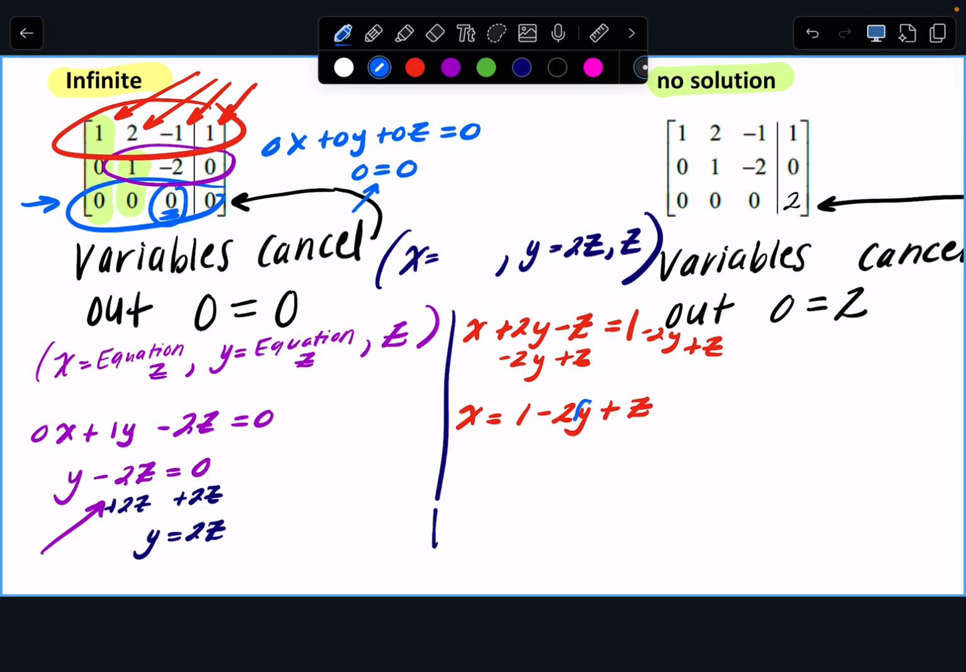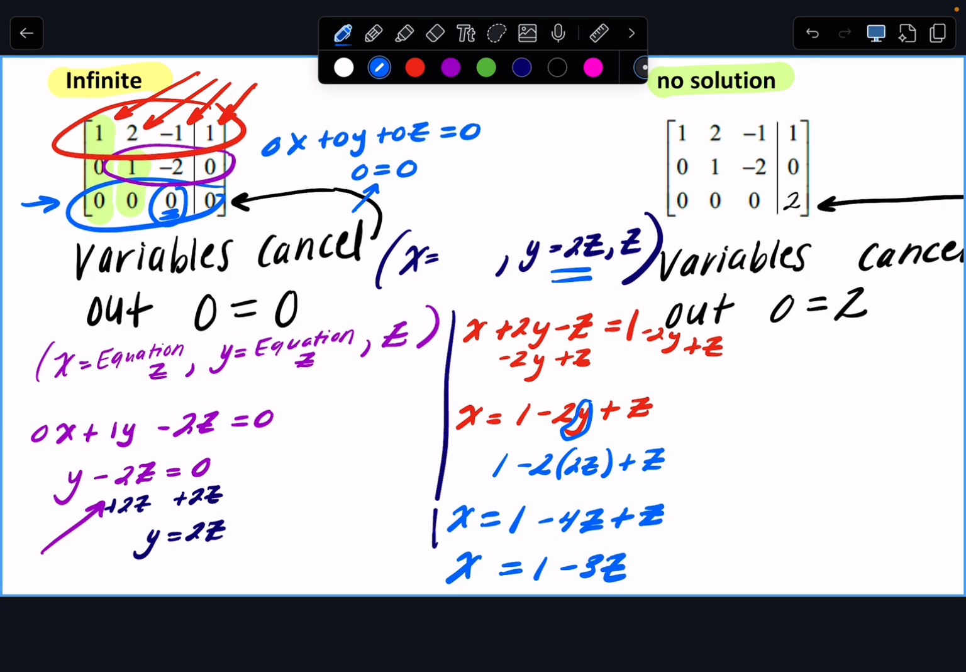We now know exactly what to do. We saw this last time. If y is there, that's not allowed. It can only have z's. We're going to put what y is as a z. Isn't this what y is as a z? Yeah. So replace it. We have 1 minus 2 times 2z plus z. So we have x equals 1 plus, no, it was minus 4z plus 1z. So isn't that x equals 1 minus 3z? Yeah. There it is. There's our answer. x equals 1 minus 3z. There's our infinite solution.